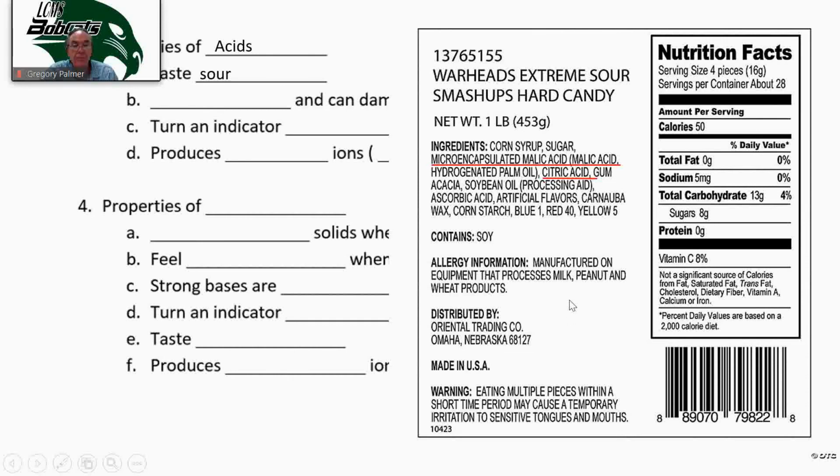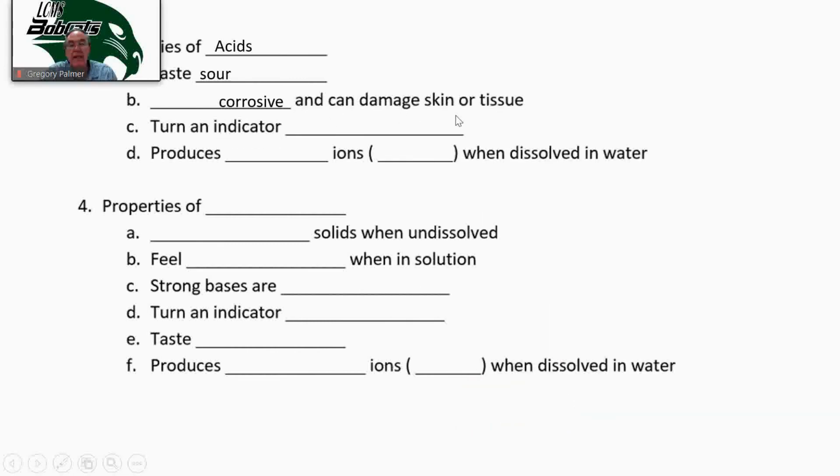all those sour things. And then down here, it says eating multiple pieces within a short period of time can cause a temporary irritation to sensitive tongues and mouths. So if you've eaten a lot of these sour candies, and it's not just warheads, you notice after a while that it starts to bother your skin and your skin feels sore. This is because acids are corrosive and they can damage skin and tissue. They also eat through metals. And we know that acids turn indicators red. The key characteristic that makes an acid is it produces hydrogen ions, which are H plus when dissolved in water.